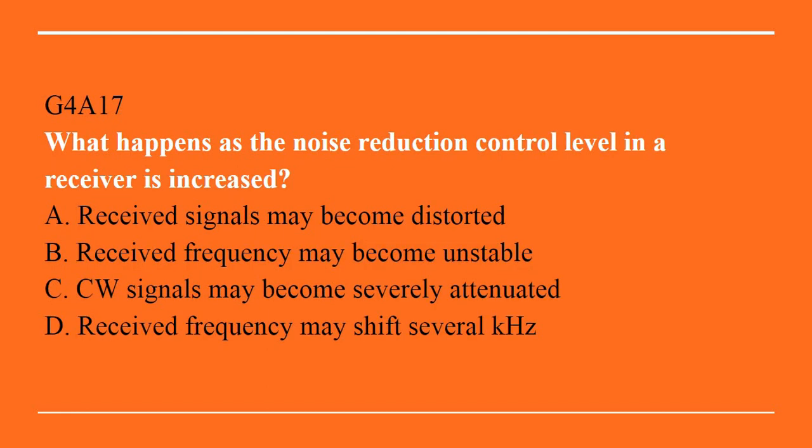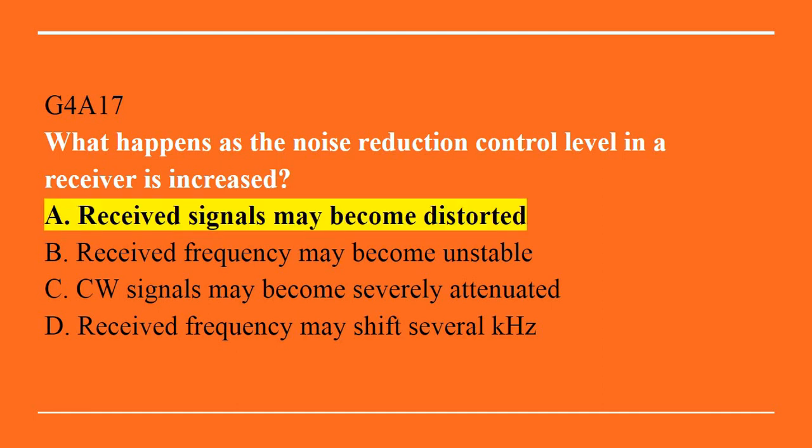G4A17. What happens as the noise reduction control level in a receiver is increased? A. Received signals may become distorted. B. Received frequency may become unstable. C. CW signals may become severely attenuated. Or D. Received frequency may shift several kilohertz. Answer is A. Received signals may become distorted.